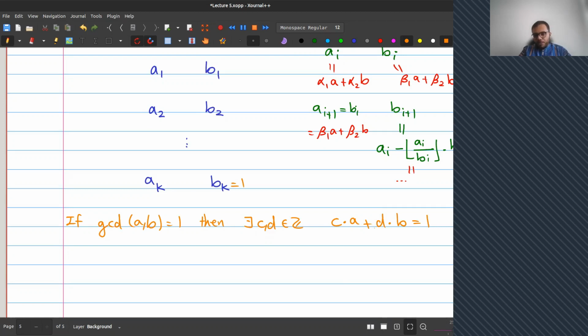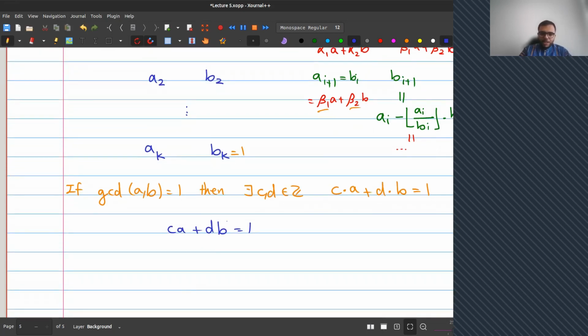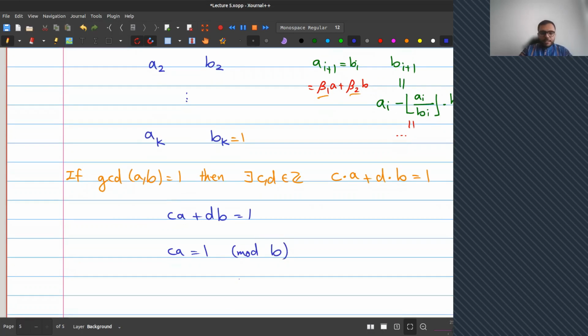And I have computed these numbers C and D. This is what we call the extended Euclidean algorithm, just keeping track of these coefficients like this. Now, if I know that CA plus DB is one, what does that mean? Let's do the calculation modulo B. DB is just zero modulo B, so it means that CA is one modulo B, which means that C is the inverse of A modulo B.